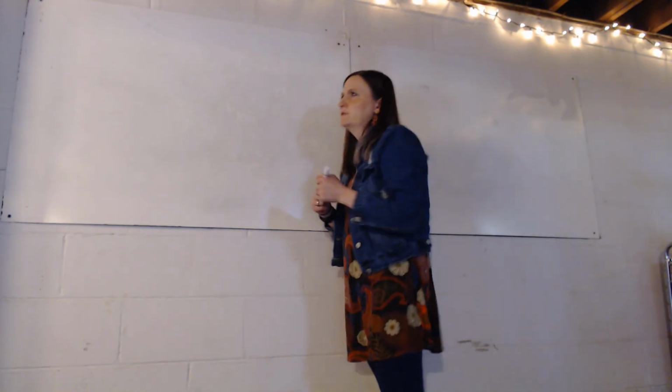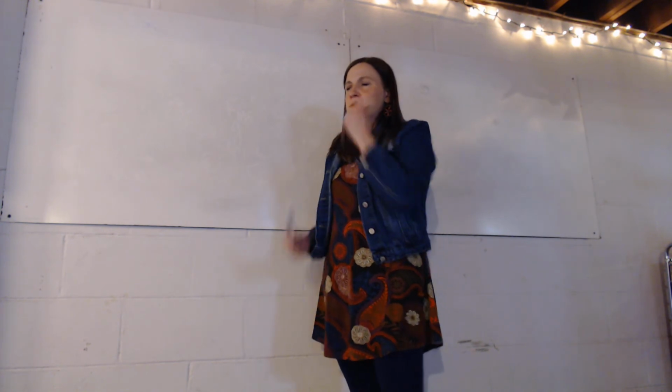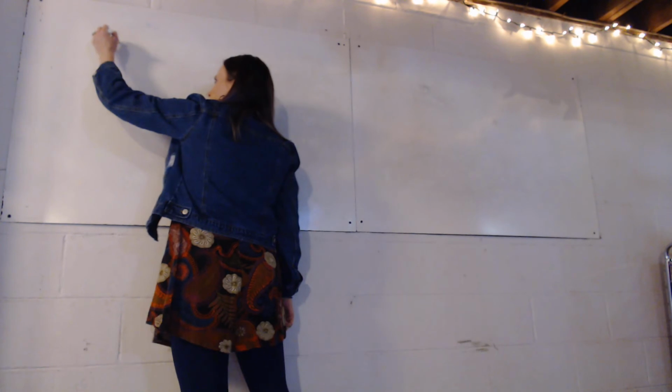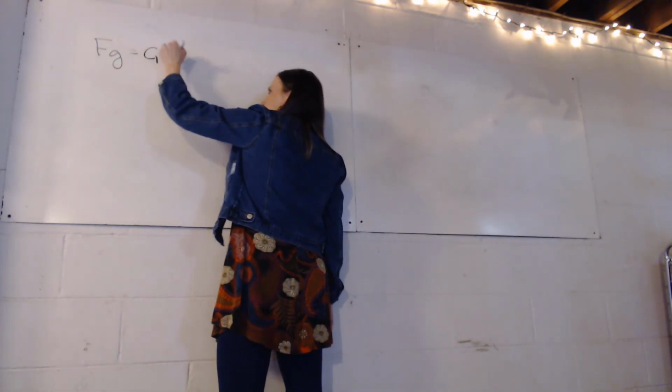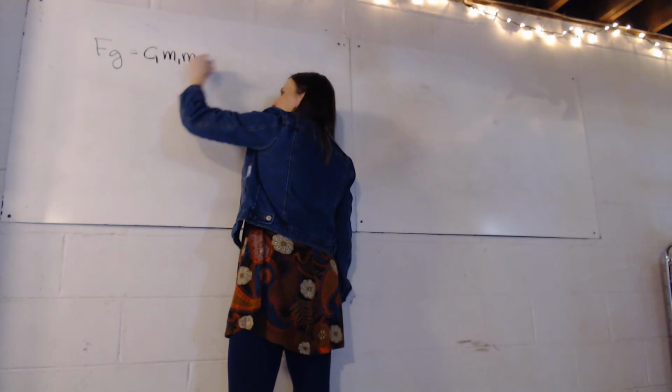Okay, this is our last lecture on gravity using Newton's laws. And then everything else we're going to do with gravity will be modern physics. So we have Newton's law of universal gravitation. We've been using it to find forces between two objects.